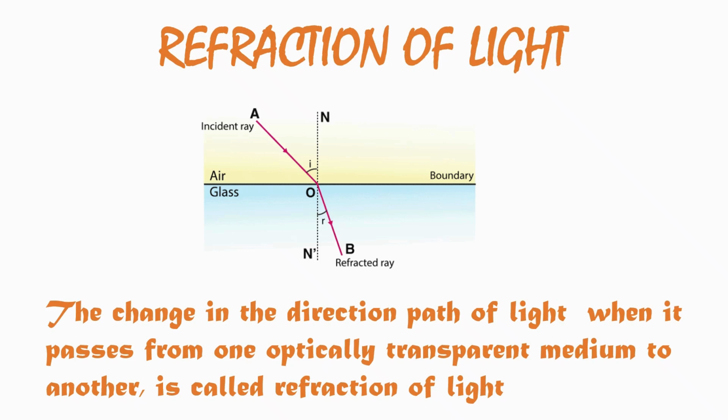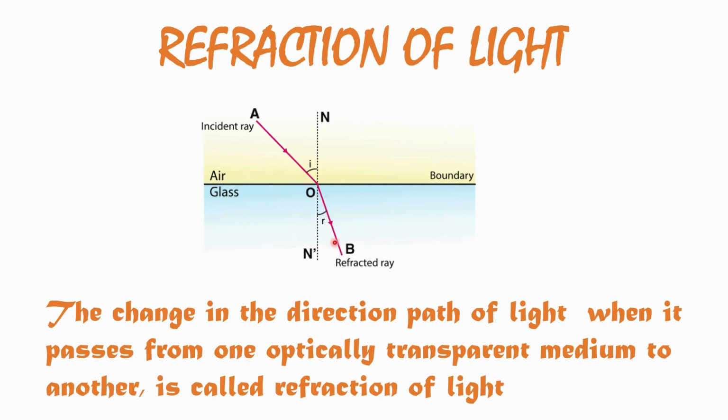Let us learn about this with respect to the picture. Now here, if this is the surface and AO is the incident ray, instead of moving in this slanting direction, which is straight towards the incident ray, our refracted ray is bending towards the normal. This change in the path of light from which it has to travel is called refraction of light.